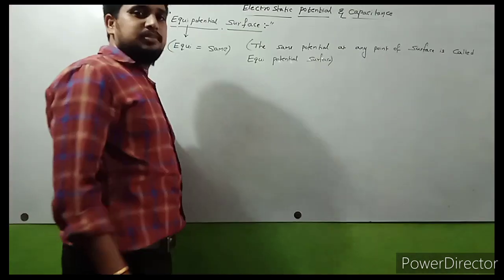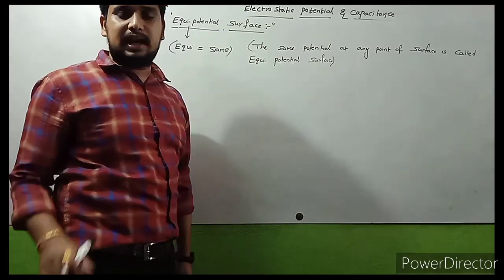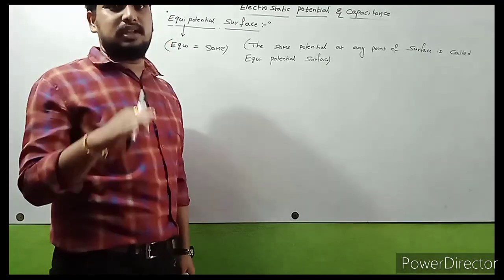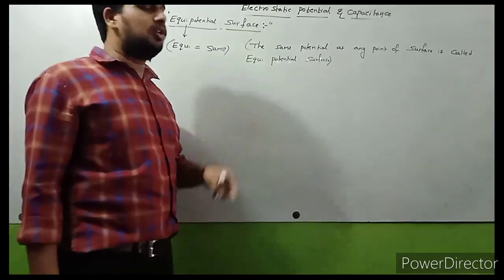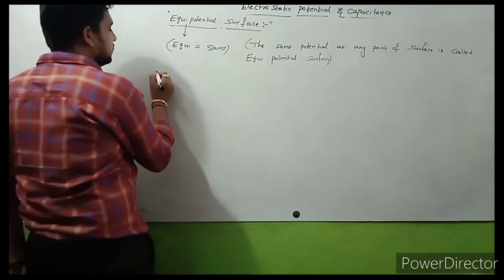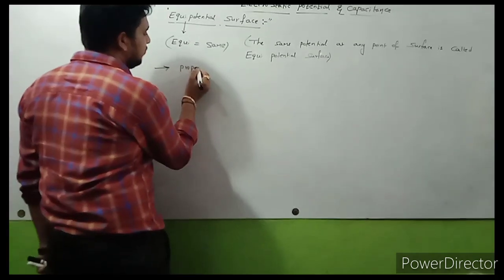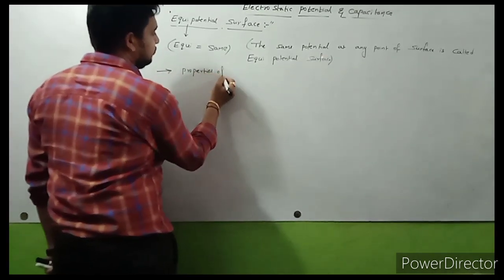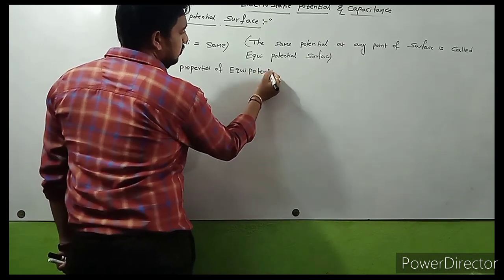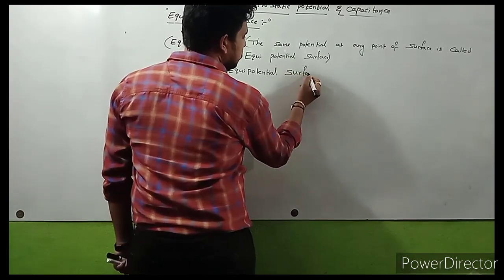So again I will define, observe carefully. The same potential at any point of surface. Let us consider one surface. At any point potential is same. Those surfaces are called equipotential surfaces. Properties of equipotential surfaces.